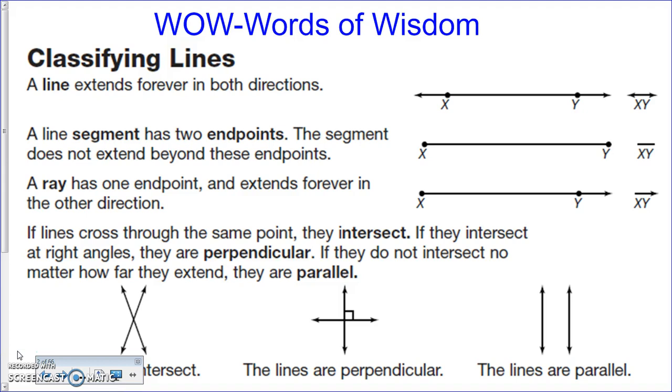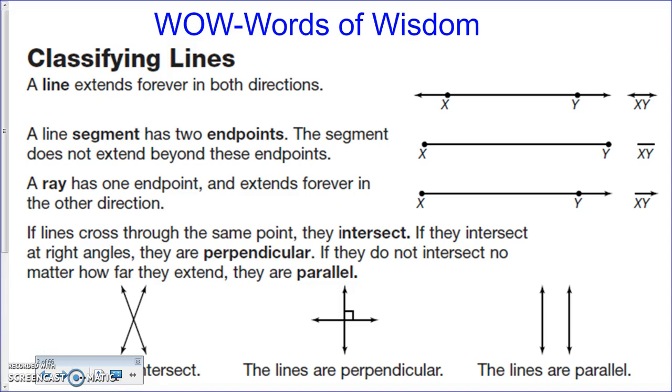A line segment has two endpoints, so the segment does not extend beyond the dots there. And it's notated with the XY and just a line over it, no arrows on either end. A ray has one endpoint and extends forever in the other direction. So we have ray XY, and it's heading in the Y direction, and you can tell that from the notation because the arrow is pointing past the Y.